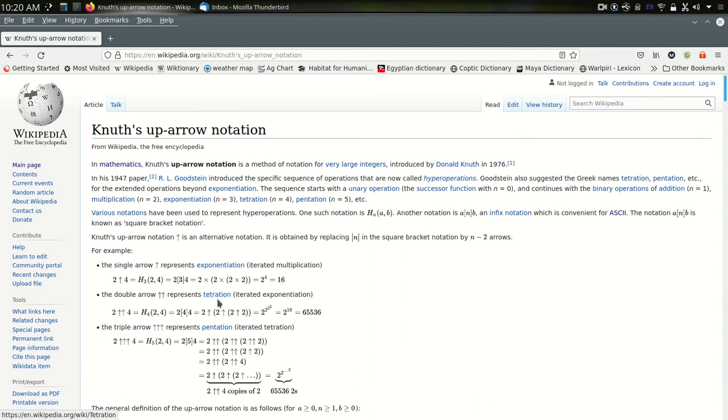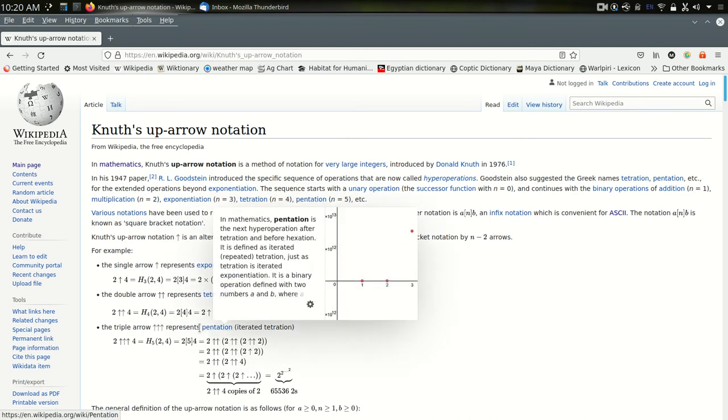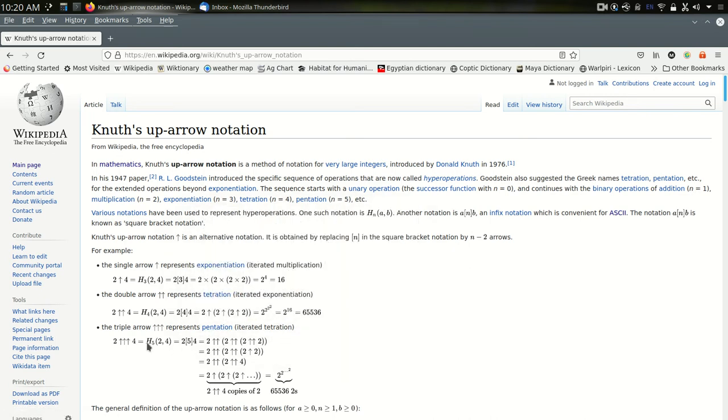Tetrahedron is a four-sided shape. Pentagon is a five-sided shape. You've got 3 arrows here where it should be 5. You've got 2 arrows here where it should be 4. You've got 1 arrow where it should be 3. Right? You're doing it weird.